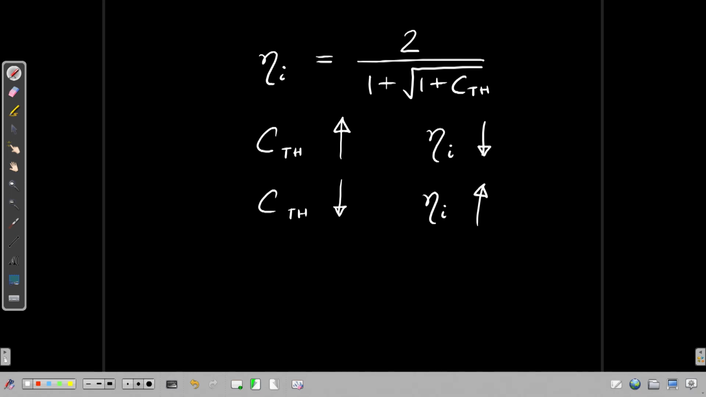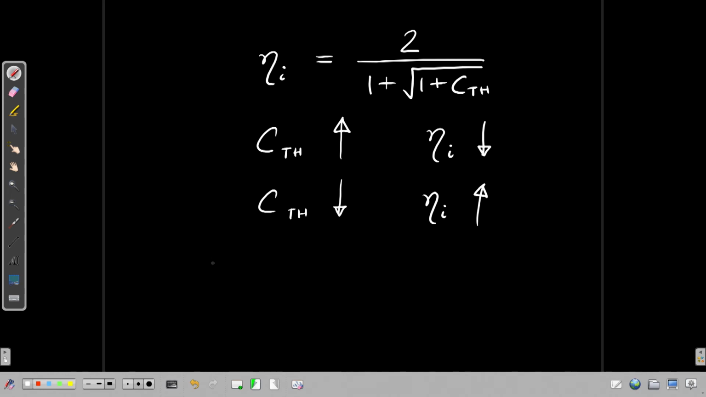Now, this has a simple practical implication. For example, if we have a propeller of higher diameter as compared to another propeller which has a lower diameter, then for the same thrust output, the propeller having the higher diameter can operate at a higher efficiency.